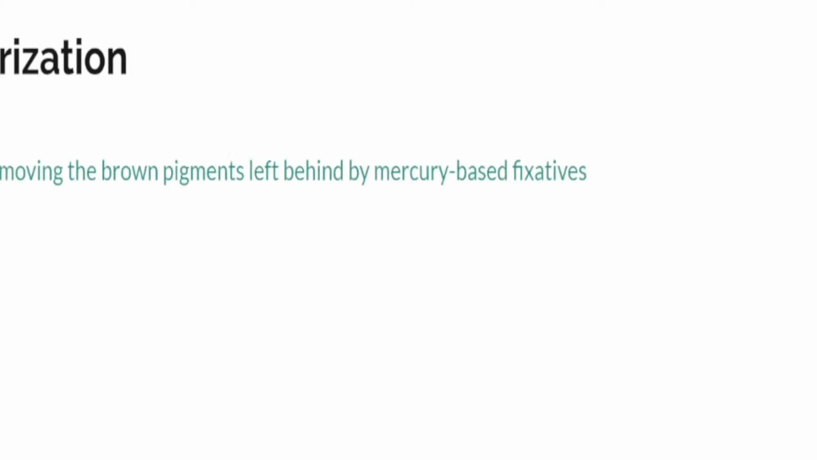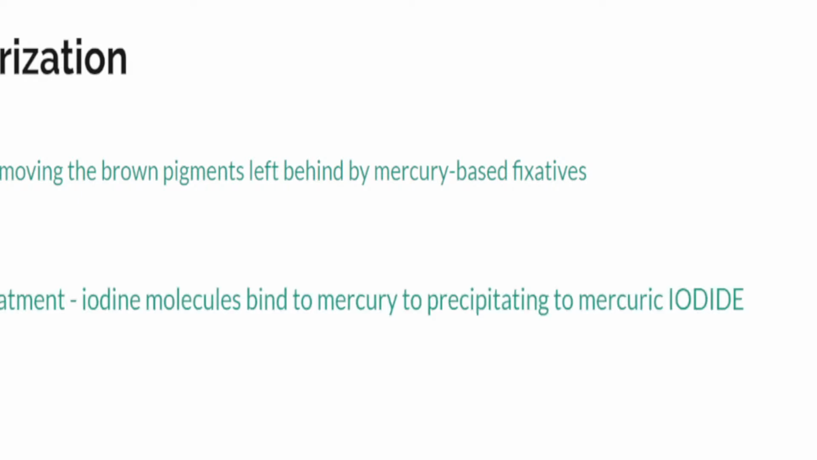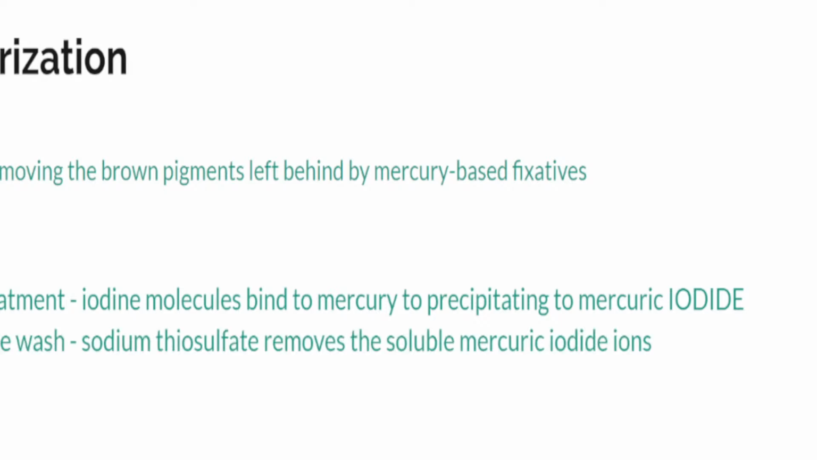Okay? Next. What is dezenkerization? Dezenkerization basically means the process of removing the brown pigments left behind by mercury-based fixatives. We either use the iodine treatment, and then thiosulfate wash. Actually, hindi siya methods. It's actually steps. I retract my previous statement. Okay, omit this one. It has two steps. You first douse it in iodine, and then you wash it off with thiosulfate.